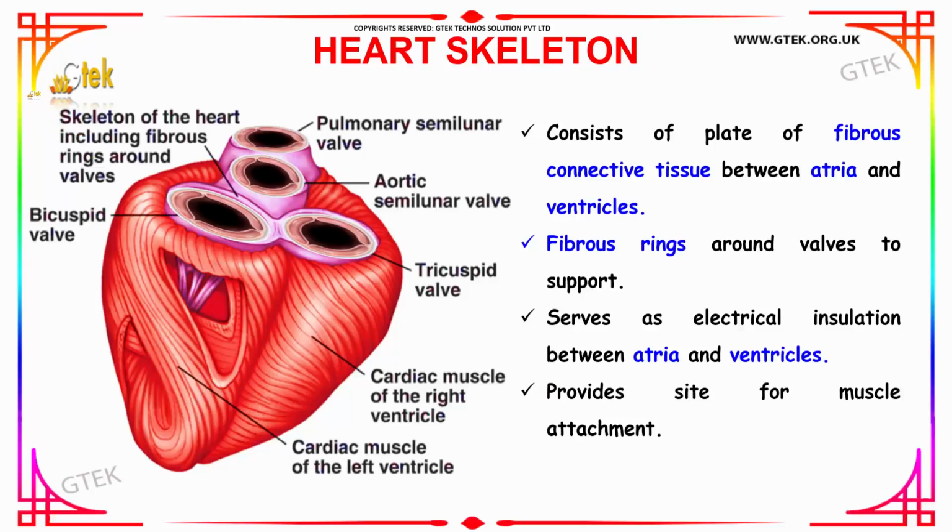So here you can clearly see the fibrous rings around the valves. Here, this is your pulmonary semilunar valve, your bicuspid and tricuspid valve, and this is your aortic semilunar valve. The cardiac muscles of the right ventricle and the left ventricle can be seen in this picture. So this is how the heart is being supported with the fibrous rings.